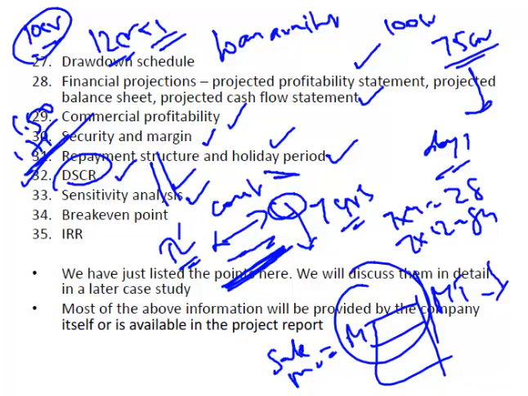Various parameters, not just sale price. Various other factors will alter the assumptions, and you see how the project viability is affected. So DSCR and sensitivity analysis are very important.